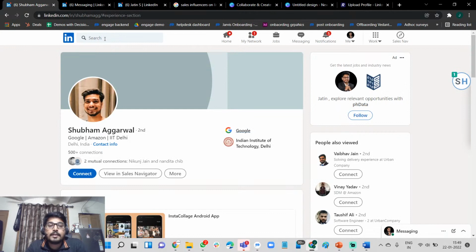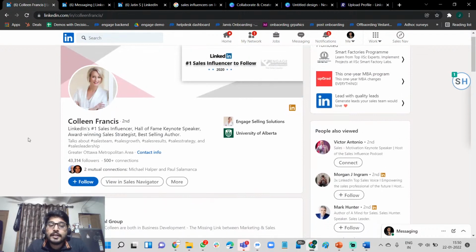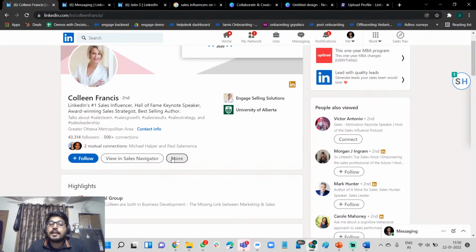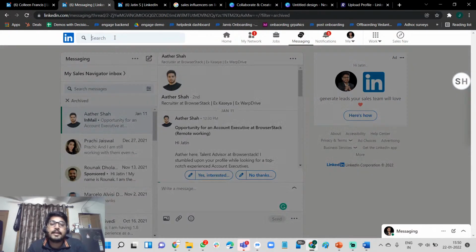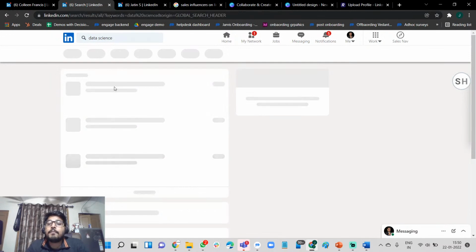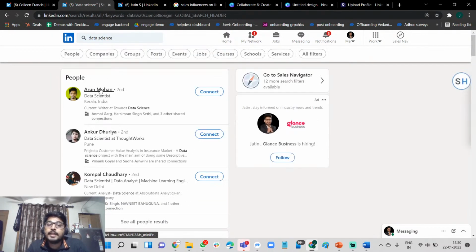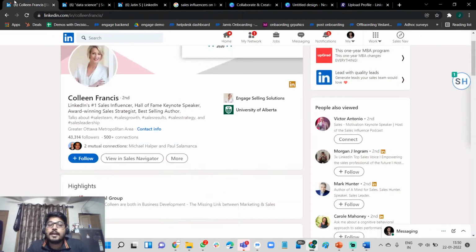For example, let's download the LinkedIn profile of that influencer. Let's understand if her profile is impactful or not. The best advantage is you can review anyone else's LinkedIn profile as well. For example, if you search a keyword like data science and you see that your profile is not ranking for data science, but Arun Mohan's profile is ranking, what's the reason? You just open Arun's LinkedIn profile, go to More and download his LinkedIn profile.